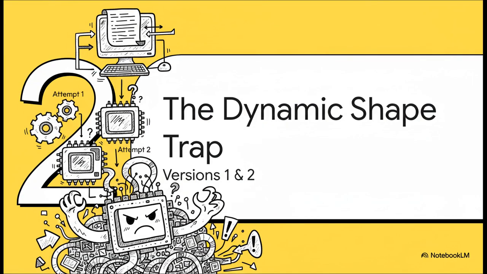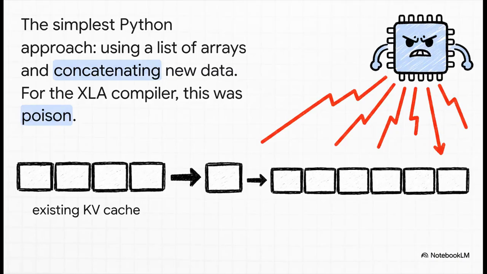The first 2 attempts are exactly how most of us would probably approach the problem intuitively, but they fell right into a classic compiler trap. Version 1 was the most straightforward, get-it-done code you could write. The cache was just a simple list of key and value arrays, and for every new token, you'd just concatenate the new data onto the end. Simple, right? Well, from a programmer's perspective, yes, but for the XLA compiler, this was absolute poison.